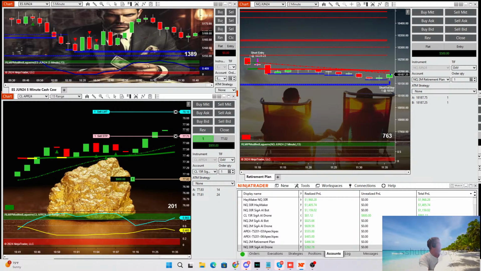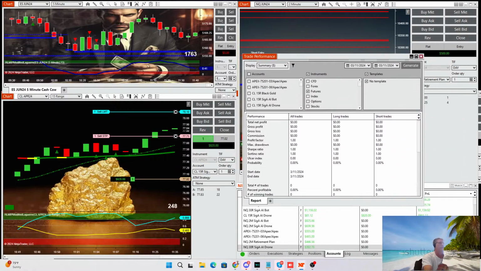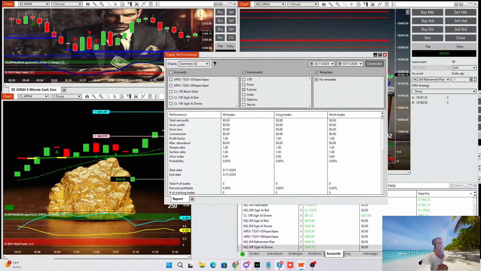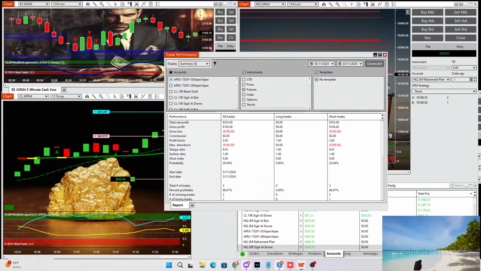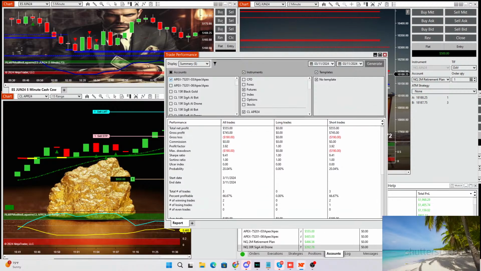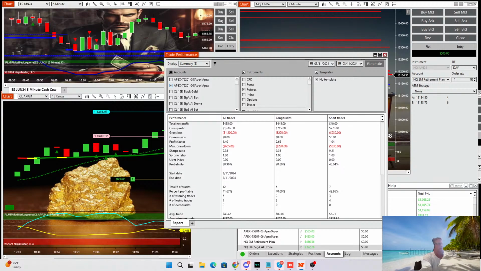All right, let's go over the top strategies today. We're still in the crude trade, so if we take a look at today, our Apex accounts, one of them hit the profit target, 555 on three trades. Got two winners and a loser, and it made 555. The other one wasn't as efficient, but it got us to our goal.